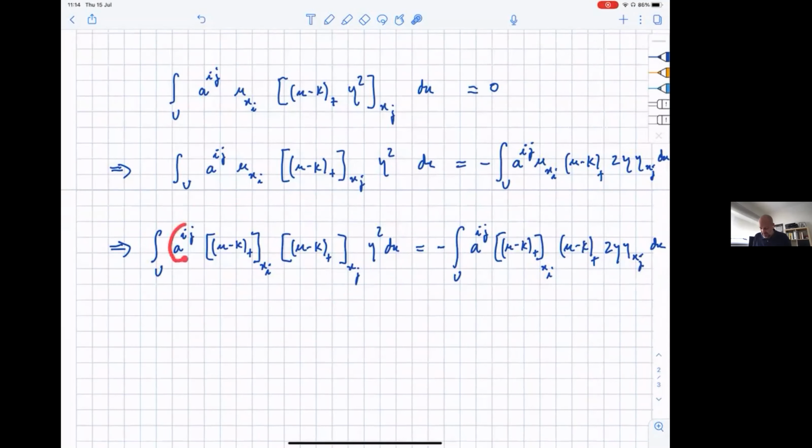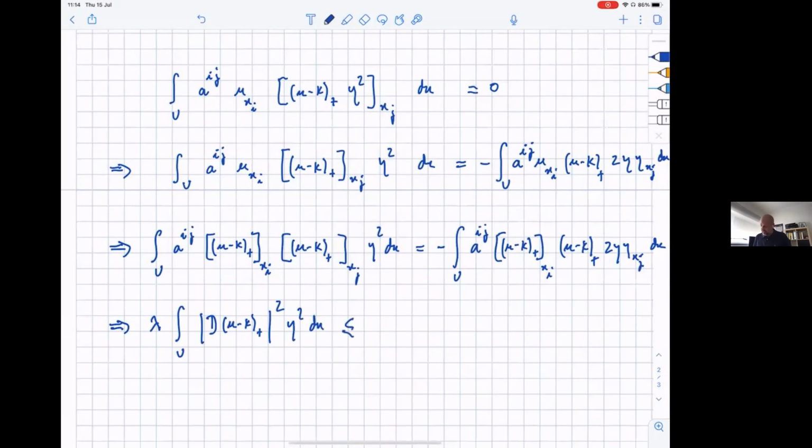And then we start estimating, and we estimate the left-hand side from below by using the ellipticity constant. So we have here the sum of a_ij, something xi, something xj, and this is greater or equal than small lambda, the square of the vector. So this is the ith component of the gradient of (u minus k)_+, and this is the jth component of (u minus k)_+. Okay, so you bound this from below by lambda integral the gradient of (u minus k)_+ squared. So this is just the ellipticity working.